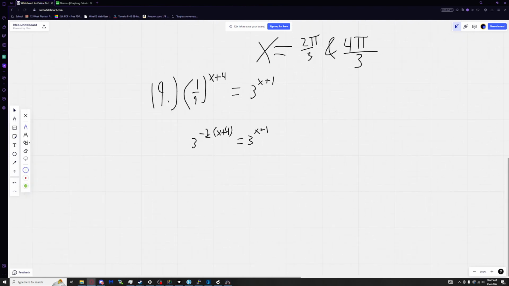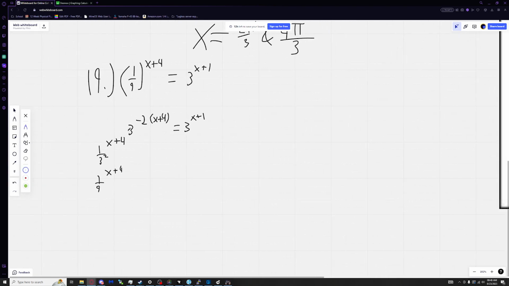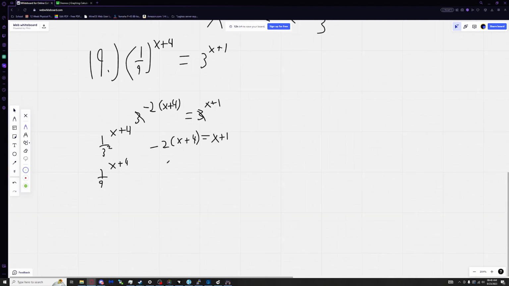And you can see this here, if we remove the negative, we get 1 over 3 squared to the x plus 4. And if we square that, we get 1 over 9 to the x plus 4. So now that we have the same bases, we can simply cancel these out, giving us -2 times x plus 4 is equal to x plus 1. Distributing out here, we get -2x minus 8 is equal to x plus 1.